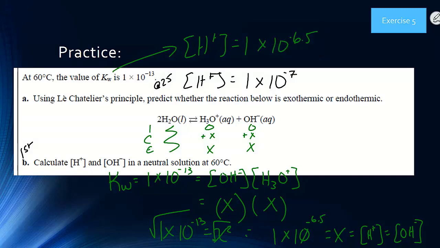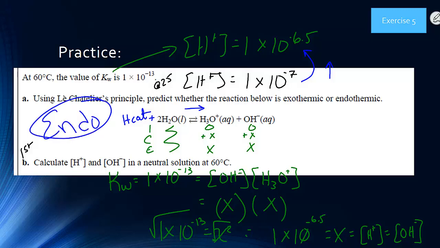So what happened? The concentration of hydrogen ions went up, right? Negative 6 is a bigger number than negative 7. That means at a higher temperature, we favored the production of products. That has to mean that at a higher temperature, that temperature must be used by those water molecules to make more hydronium and more hydroxide. So this is an endothermic reaction for this first answer.